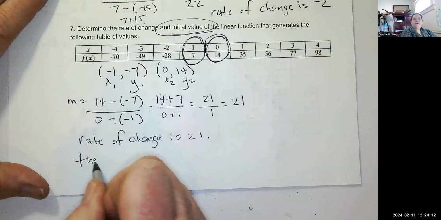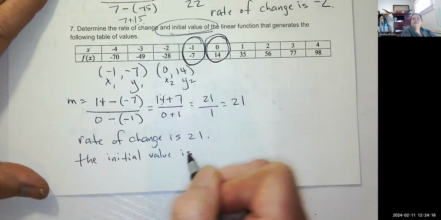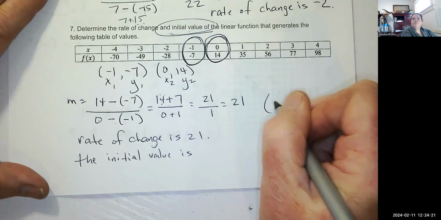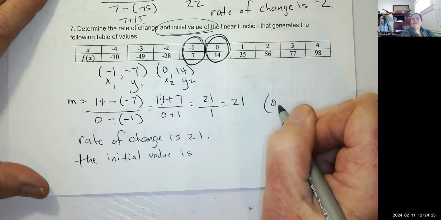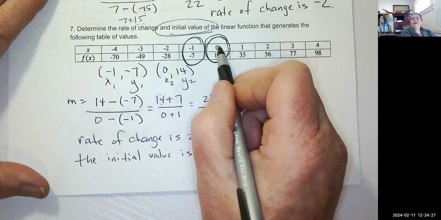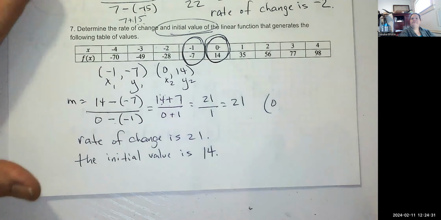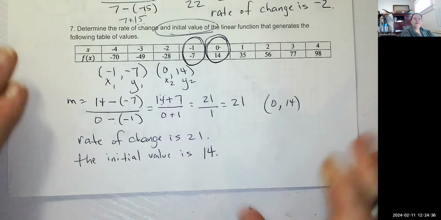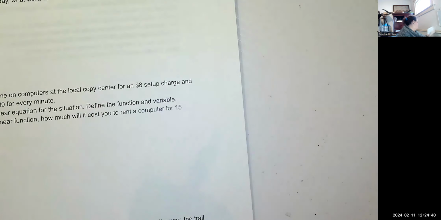The initial value is, well, initial value means that it's where your y-intercept is. So it's where your x is 0. Okay. So your x is 0 here. So your initial value is 14. All right. It's where x is 0. Your y-intercept, if that helps.